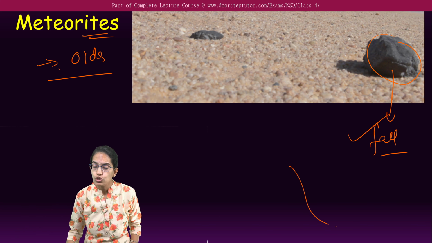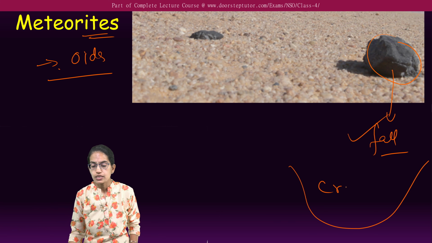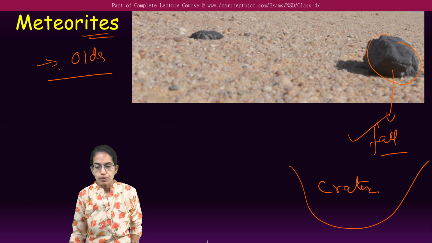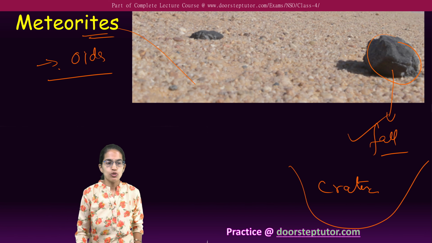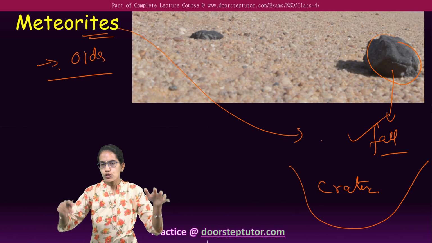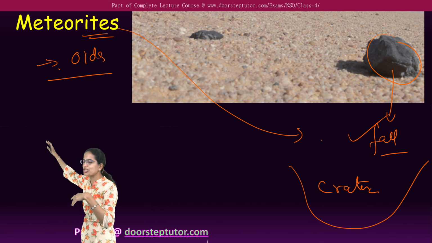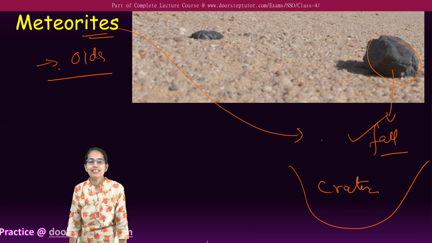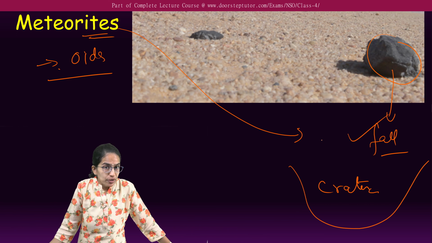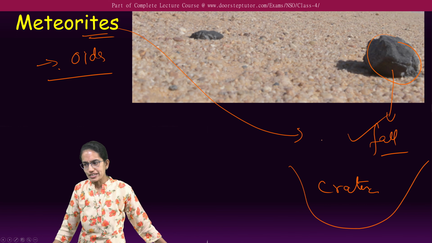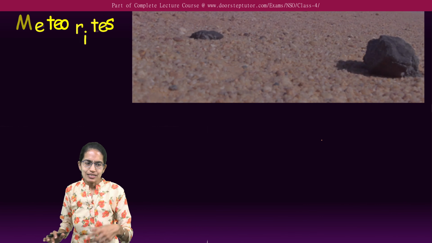There have been huge crater formations seen on earth because of the fall of meteorites. These are huge pieces of rock which fall on the earth and a huge depression is formed. These are called meteorite craters. A very famous meteorite crater is seen in the United States, right? And in other parts as well.